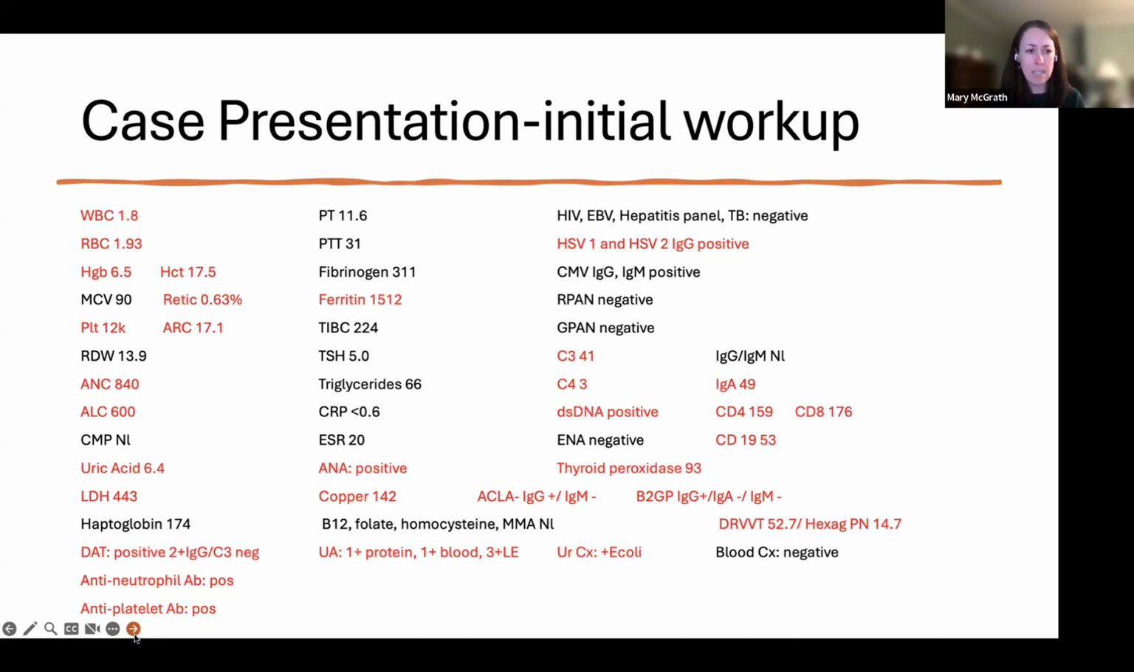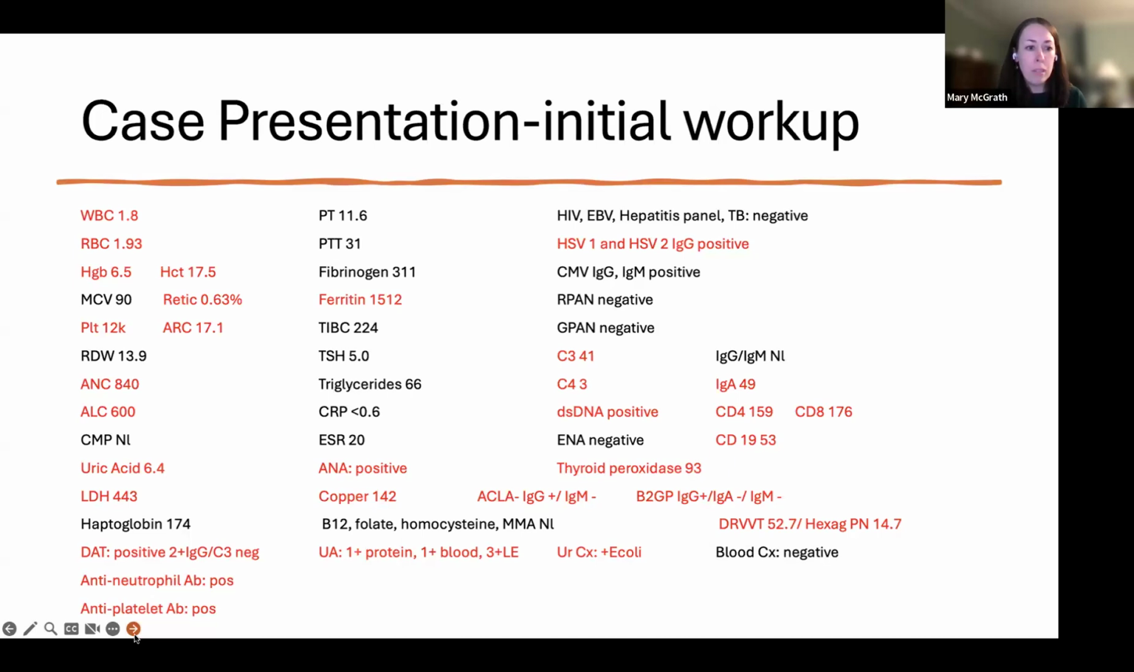There weren't any signs on initial labs of any active hemolysis. She had a normal haptoglobin, normal bilirubin. However, her DAT did result, I think, the following day and was positive, 2+ for IgG and C3 negative. Also resulting later, her anti-neutrophil antibodies and anti-platelet antibodies also came back positive.